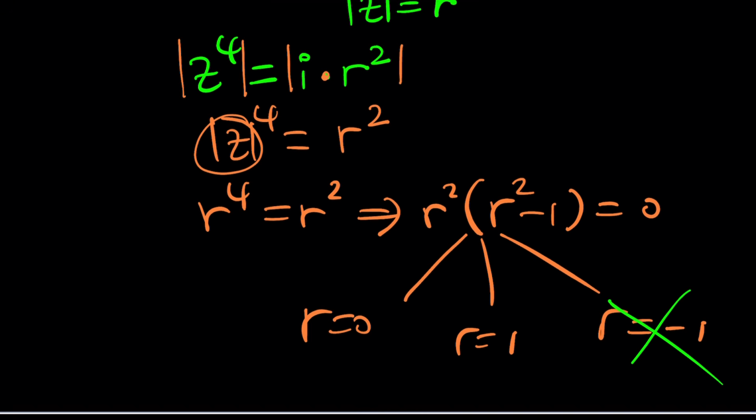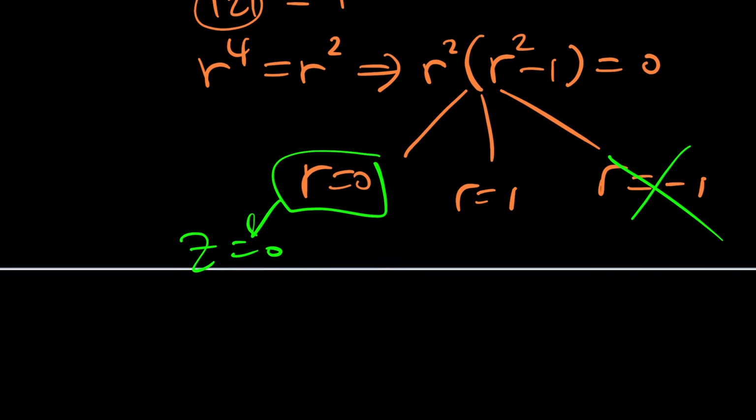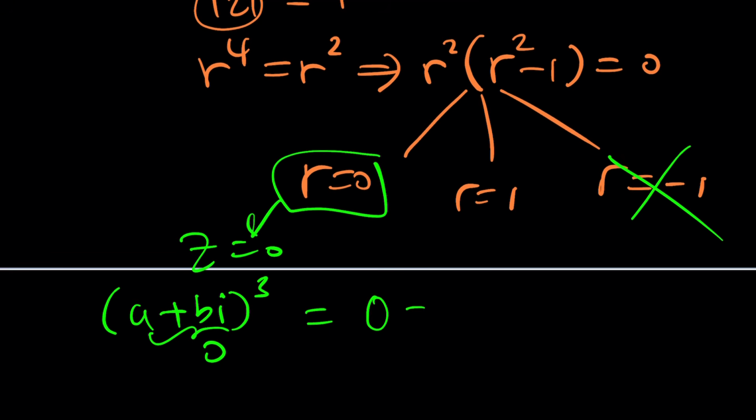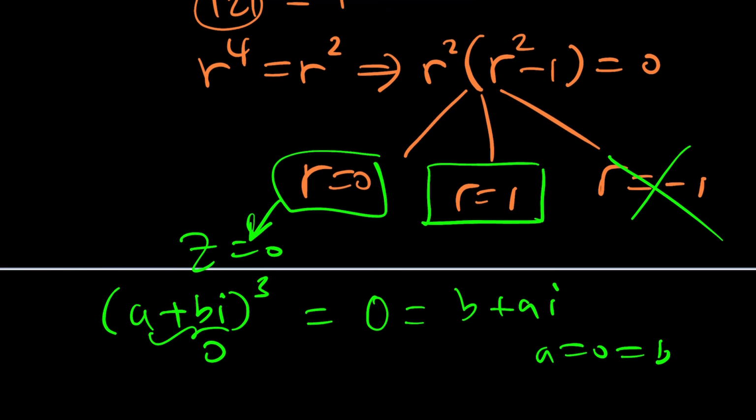And if r is 0, then z is 0, which works because if you think about it, a plus bi to the third power, if this is 0, its third power is also 0, which can also be written as b plus ai, because in this case, a and b are both 0. Make sense? But that's a trivial solution. We're looking for the non-trivial solution, which is going to be given by r equals 1.